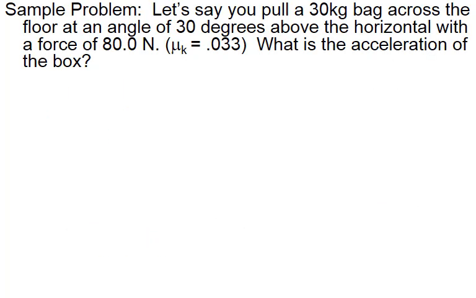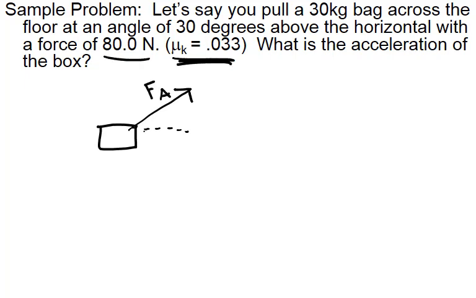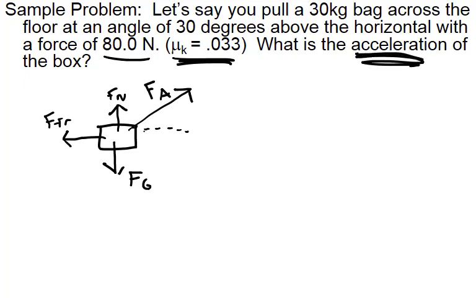So this is a good one to practice here. We have a bag that's being pulled at an upward angle of 30 degrees from the horizontal, and that's the force applied, which is 80 newtons. The coefficient of friction is 0.033, and we want to find the acceleration of the box. So we've got force of gravity going down, normal force going up, friction back. Go ahead and pause the clip and work through this one. And when you're ready to check, you can hit play to continue.